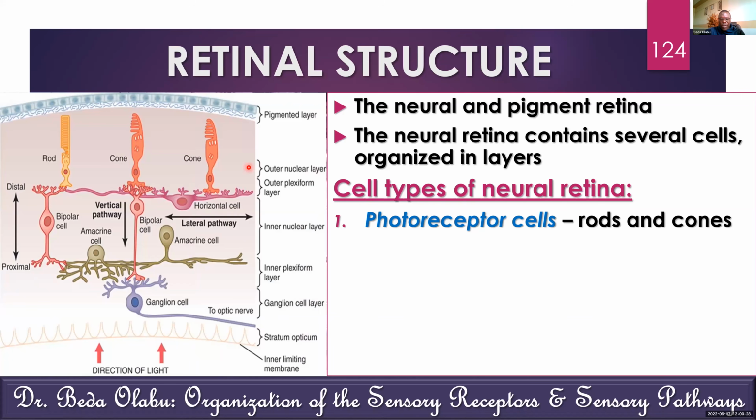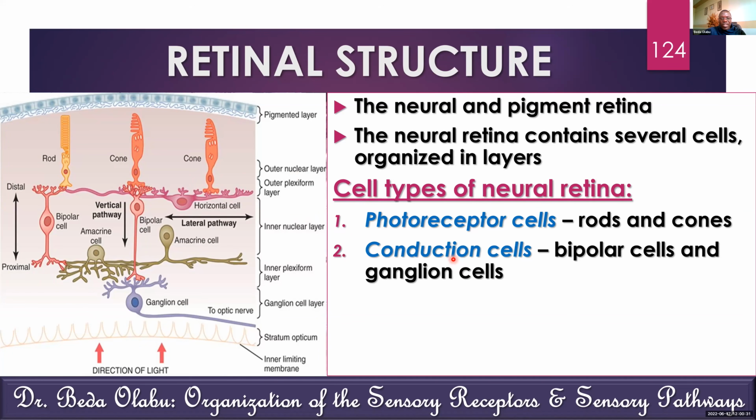We have what we call the conduction cells of the retina. The conduction cells of the retina are the cells which form part of the visual pathway. So they're the ones that conduct visual impulses from the retina to the brain. There are also two types. From the rods and cones, which are photoreceptors, we can see this neuron here, which we call the bipolar neuron. The bipolar neuron is the first order neuron in the pathway of vision.